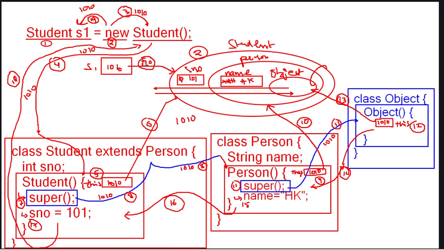The super parenthesis call is used for calling the superclass constructor in a subclass constructor, for initializing superclass non-static variables in this subclass object.